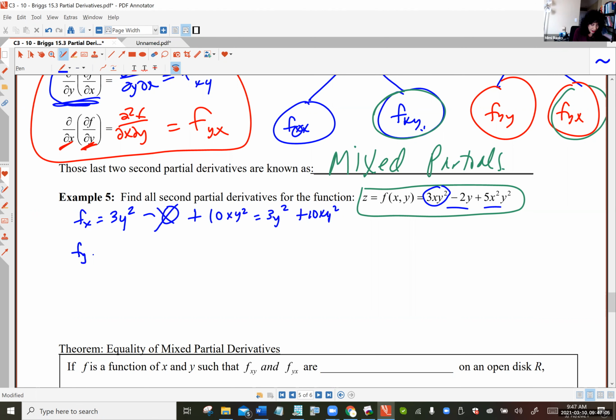Let's get the other first partial, fy. Start over and now take the derivative of z equals f(x,y) with respect to y. The derivative of the first term, 3xy squared, with respect to y is 6xy. And then minus the derivative of 2y with respect to y, which is just minus 2. And then plus the derivative of 5x squared y squared, but with respect to y.